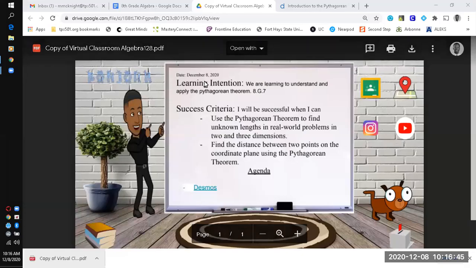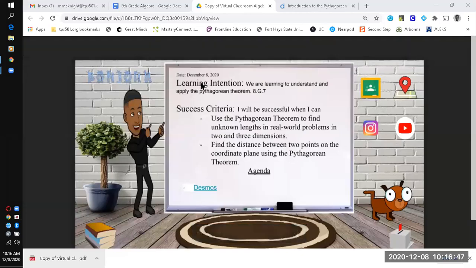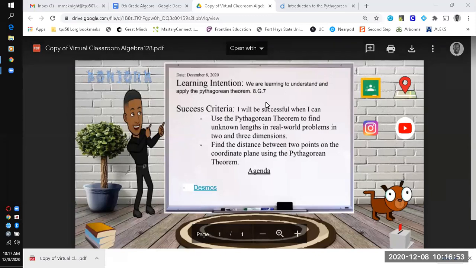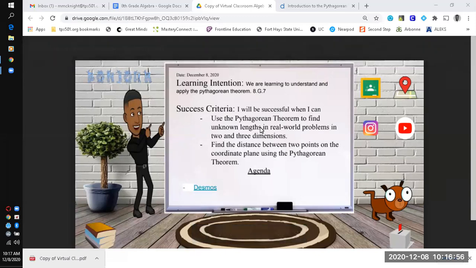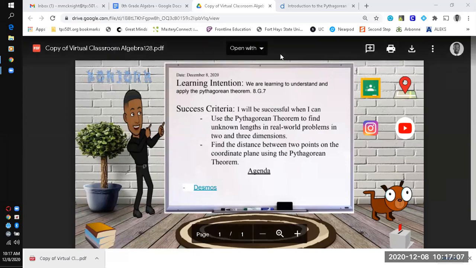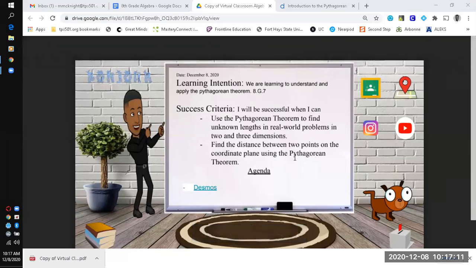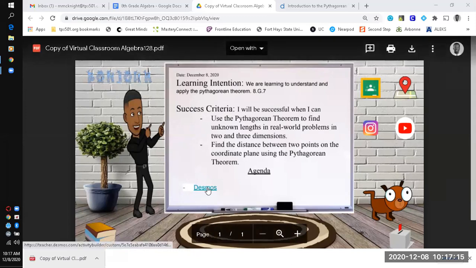All right, so today we're going to be focusing on standard 8G7, which talks about learning, understanding, and applying the Pythagorean theorem. We'll focus on using the Pythagorean theorem to figure out unknown lengths in real world situations. We're going to focus on two-dimensional objects today, and then we'll continue with three-dimensional objects. After that, we'll use the Pythagorean theorem to find the distance between points. To do that, we're going to do this Desmos activity.